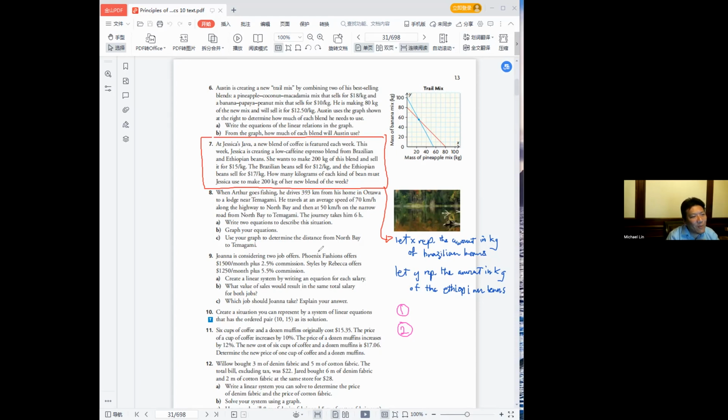Ryan, do you think you can tell me what one of the equations might be? What one of the conditions? X plus Y equals 200 kilograms. That's good. Really smart. Because we have X amount of Brazilian beans. If we add that to Y amount of Ethiopian beans, we know the grand total has to be 200. So we're trying to make 200 kilograms worth of this blend. And this blend, we're going to sell at $15 a kilogram.